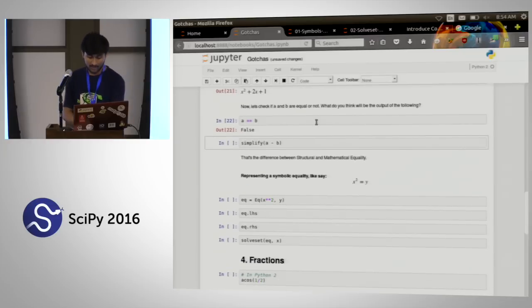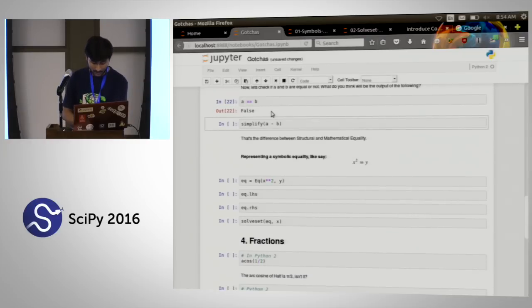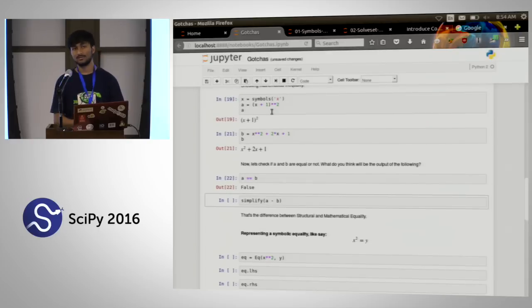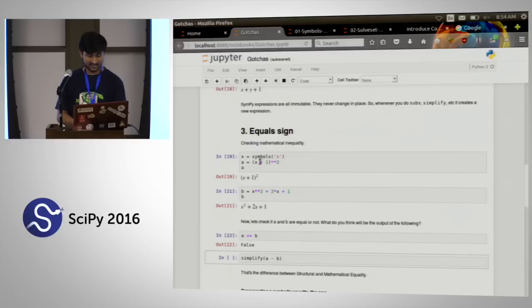So the reason it is giving false is that equals checks if it's exactly equal or not. So it doesn't check the mathematical equality. It rather checks the structural equality. Structurally, these two expressions are not equal because this is a division. The head of this tree is division. So there's a multiplication, and you have x plus 1 and x plus 1 here. And this is a plus object, the addition object.